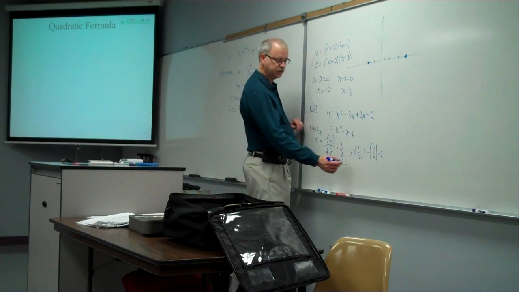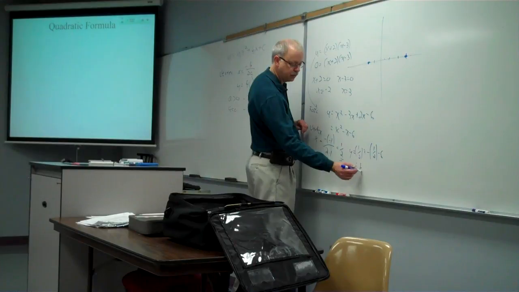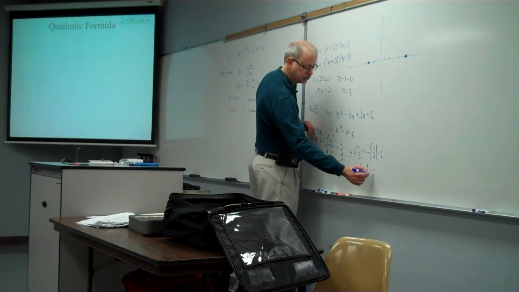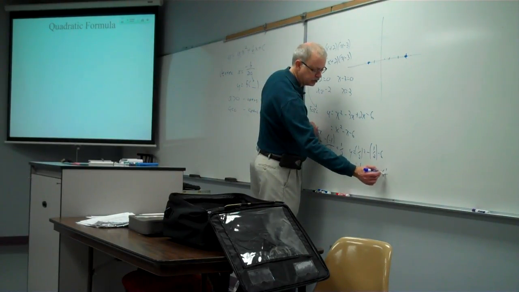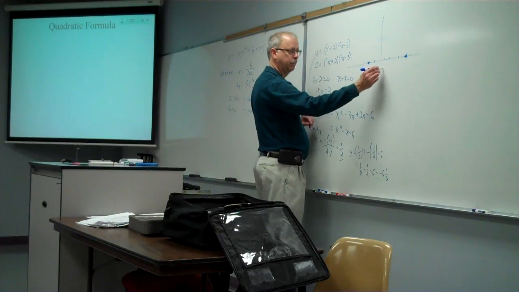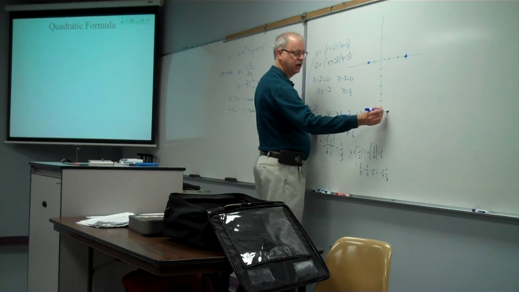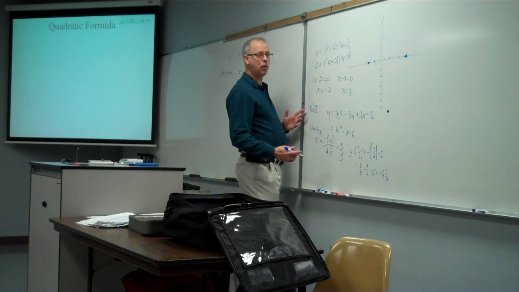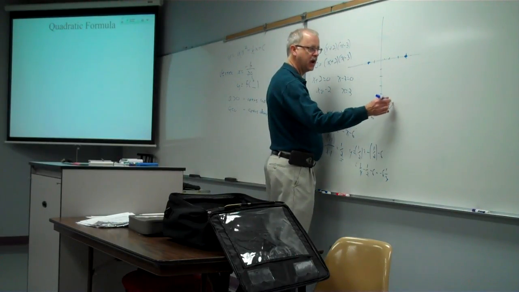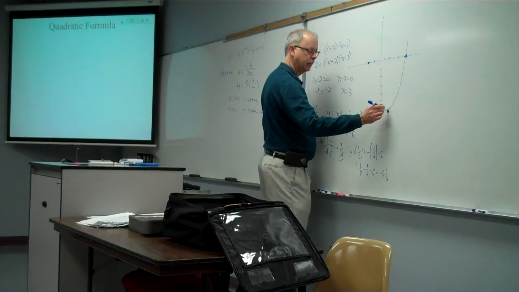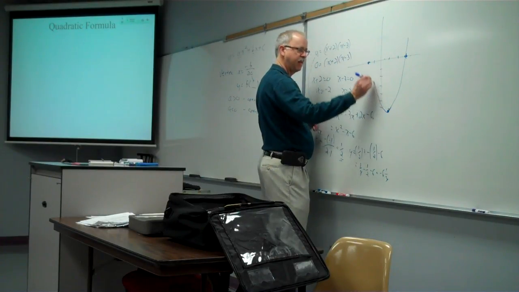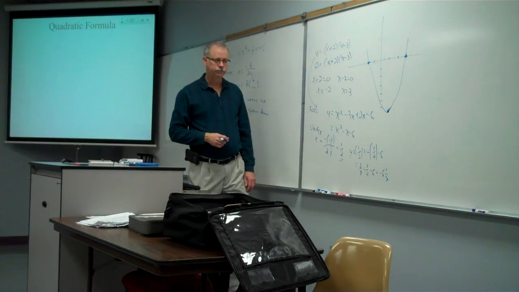which in this case, I guess, is 1/4 minus 1/2 minus 6, minus 6 1/4. So our vertex is down here. And with those 3 points, we can do a pretty good graph of our parabola.